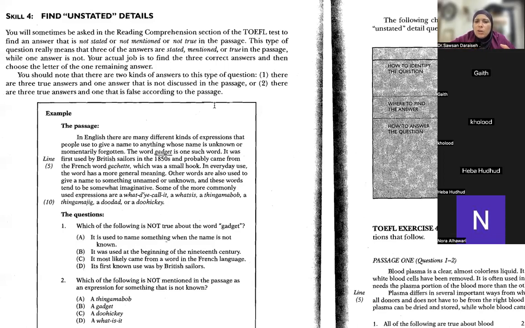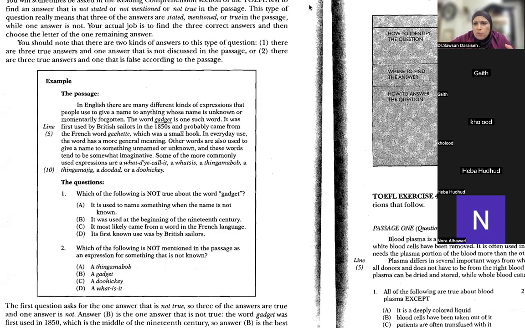Alright, let's take an example, and based on that, these kinds of questions will be clearer to us. Look at the passage. In English, there are many different kinds of expressions that people use to give a name to anything whose name is unknown or momentarily forgotten. In English we use a word for things whose names slip our mind.